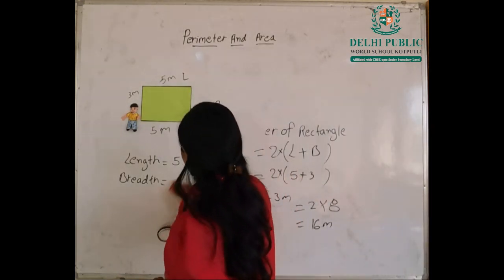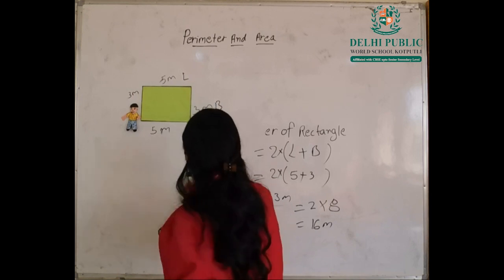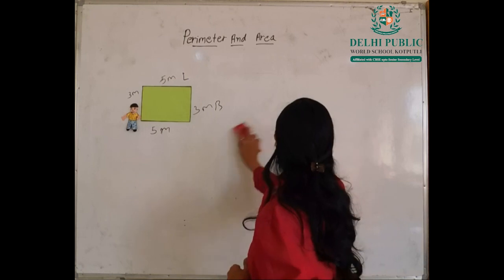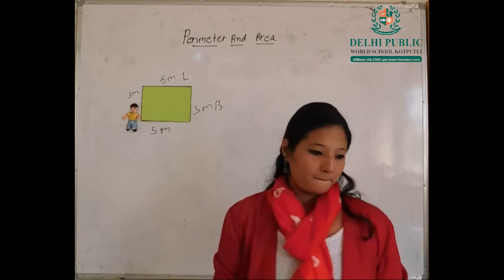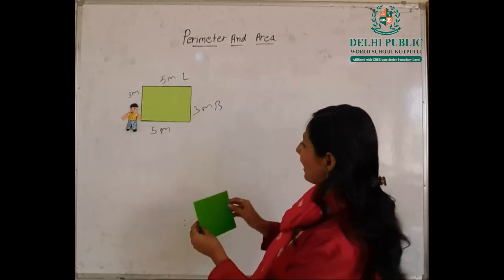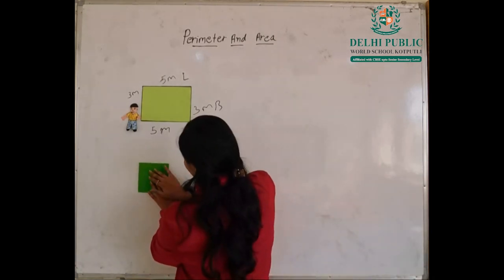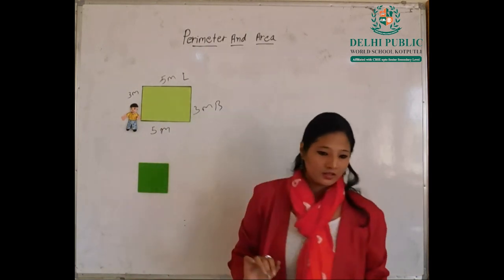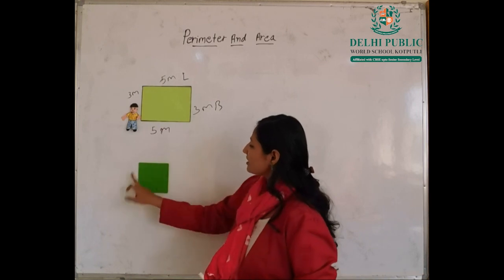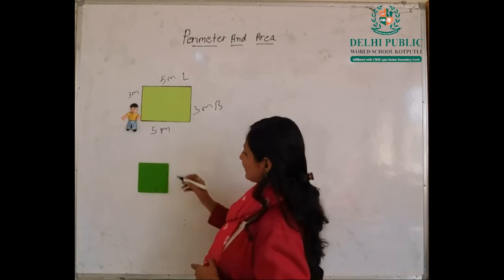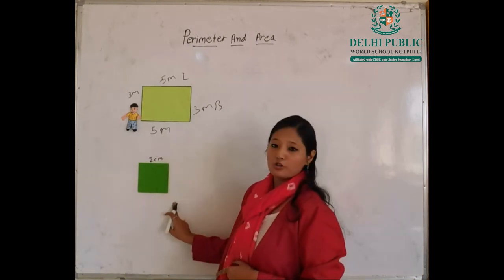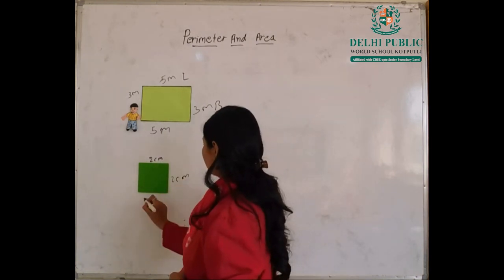Now we are going to study the perimeter of a square. How to calculate the perimeter of a square. So this is a square shape. I am putting it here. Squares have all sides equal. If one side is, suppose, 2 centimeter, the other 3 sides will also be 2 centimeter.